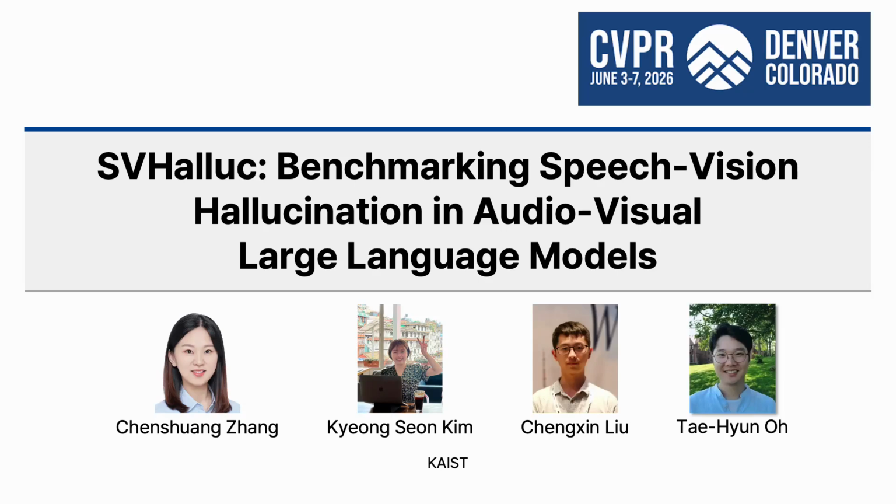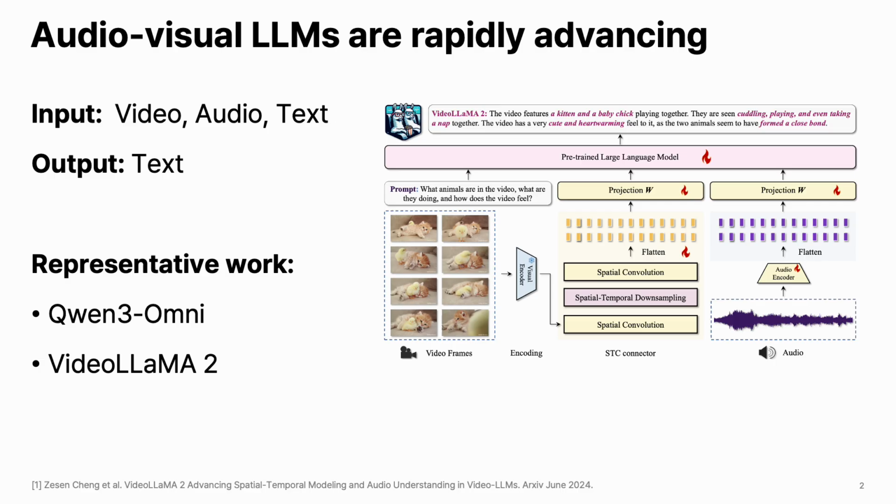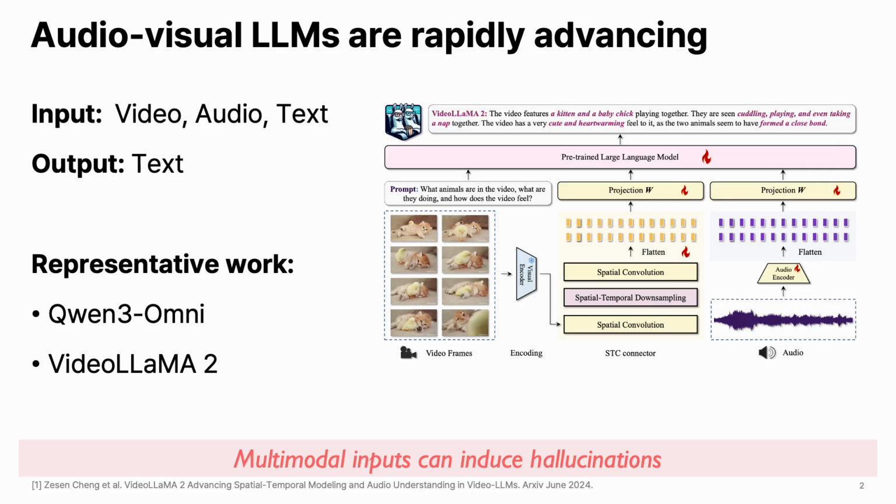Hi everyone. In this video, I will introduce our CVPR work SVHalluc, a benchmark for studying the speech vision hallucination in audiovisual large language models. Audiovisual large language models are becoming increasingly capable. Given video, audio, and text as input, these models can generate natural language responses about complex multimodal content.